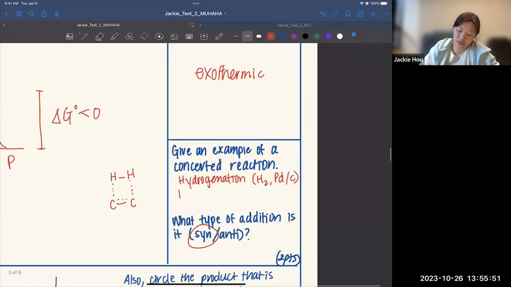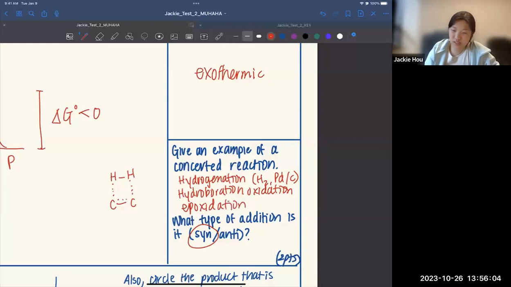So other examples are hydrogenation and oxidation. Another example is epoxidation, which you do not need to know the mechanism for, but that's just another example of a concerted reaction. And we also know that epoxidation adds syn. So all concerted reactions will add syn. That's just because the reaction takes place all at once, so it doesn't have the time to move around to the opposite side to add anti. It all adds at once.